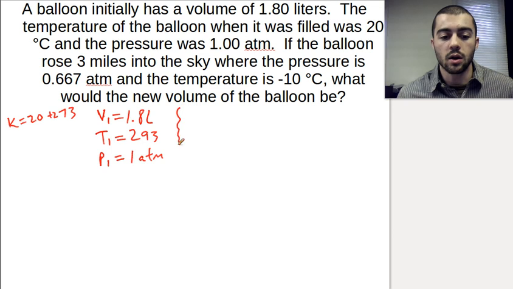And we can list out our final information now. It rose 3 miles into the sky where the pressure is now 0.667 atmospheres. So P2 is 0.667 atmospheres.